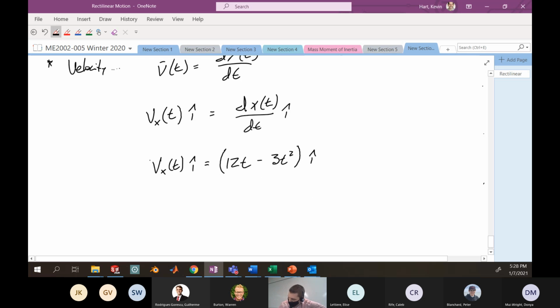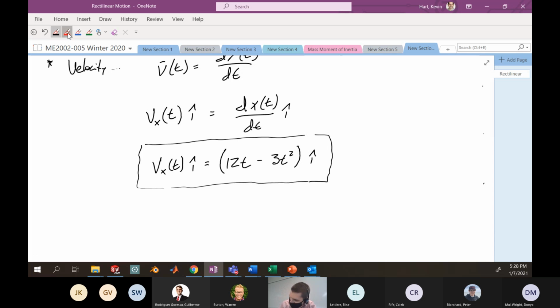So here's the full expression of your velocity. And I'm going to plot this in just a second, which is this expression.